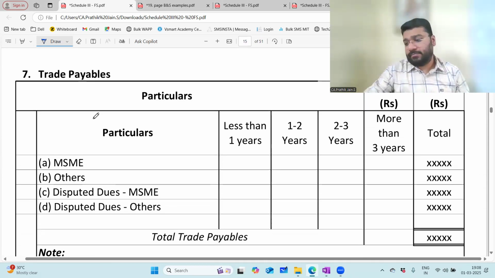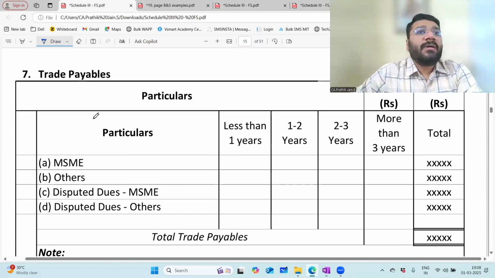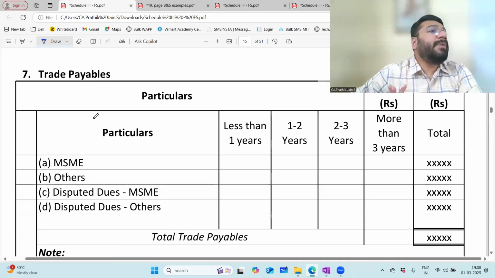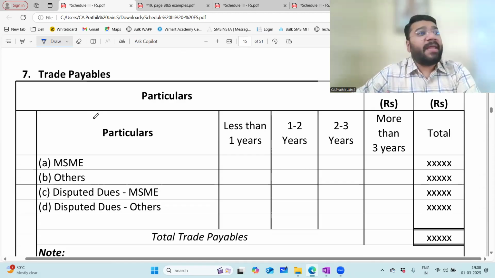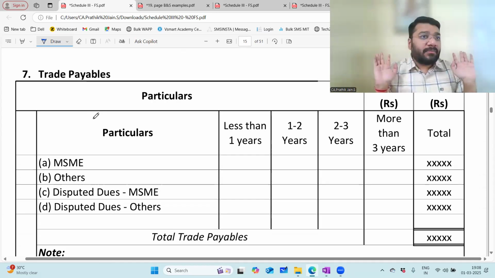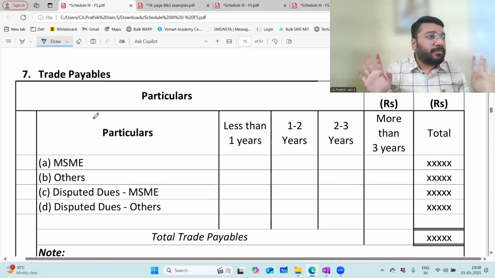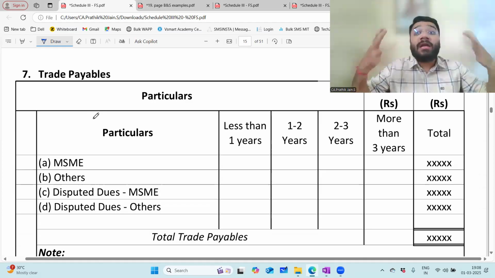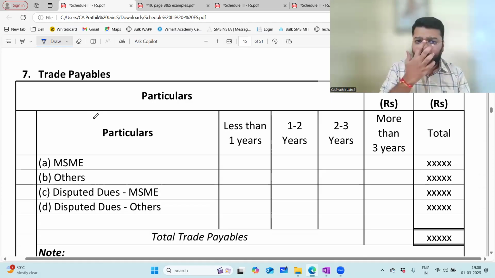Now, trade payable. Now here, there is an amendment that has happened in the Companies Act, which said that now the trade payable will not be disclosed just like an information. Means what? So much money you have to pay to the creditor, just the amount, you cannot leave it at that. They said that you have to give more information on trade payable. Listen to me very carefully.